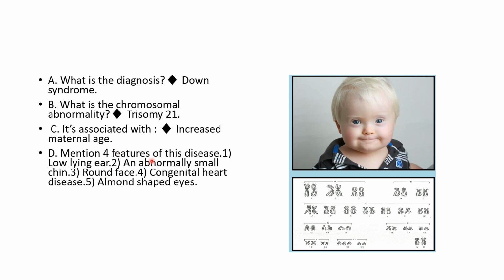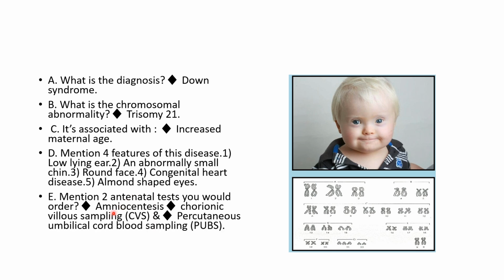Then mention 4 features of this condition. We can have low-lying ears, an abnormally small chin, a round face, congenital heart disease, almond shaped eyes of course, and others: the upward slanting palpebral fissures and a flat nasal bridge. Then mention 2 alternative tests you would order. You can order amniocentesis, chorionic villus sampling, and percutaneous umbilical cord blood sampling, the PUBS.